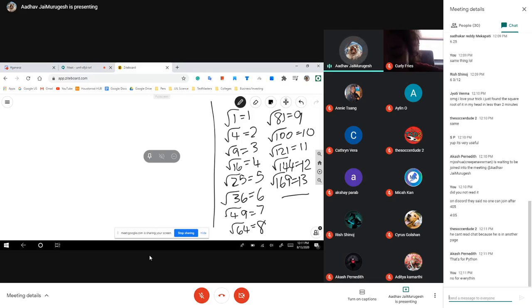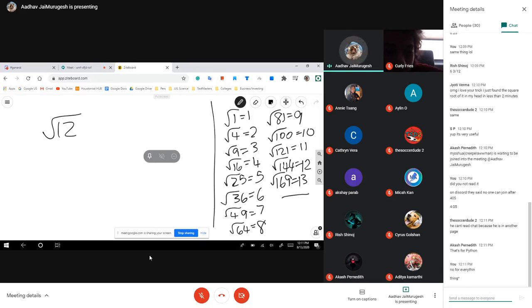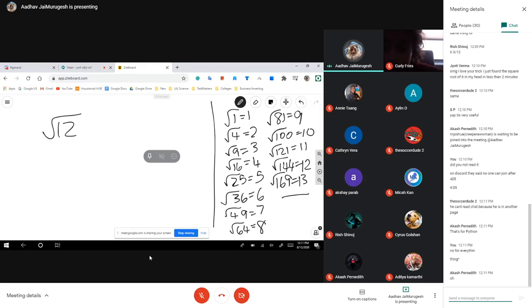And the next question is going to be pretty easy. It's going to be the square root of 12. I'm going to give you guys a couple of minutes to work out the square root of 12. It is pretty easy, but you can try to work on it by yourself.